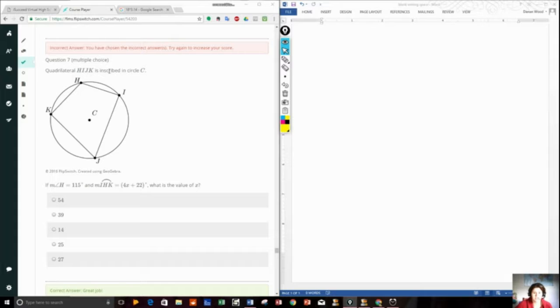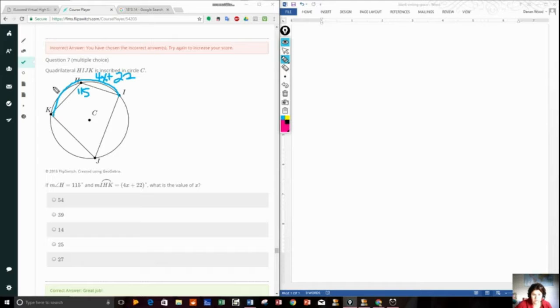Okay, so now question 7. Quadrilateral HIJK is inscribed in a circle C. If the measure of angle H is 115 degrees and the measure of arc IHK is 4x plus 22, what is the value of x?